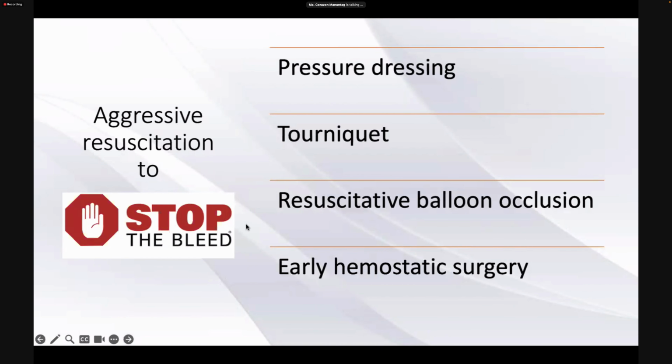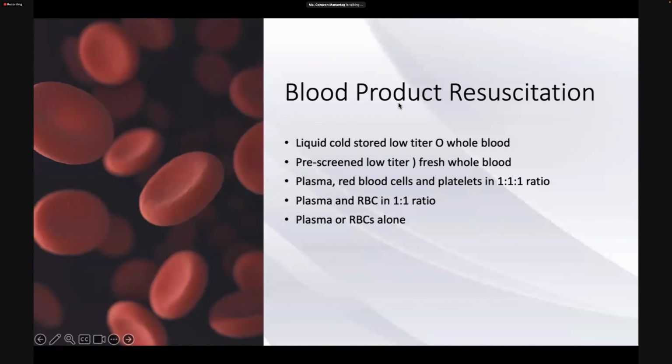So aggressive resuscitation to stop the bleed. We employ pressure dressing, tourniquet, your REBOA, and your early hemostatic surgery. For your blood product resuscitation, please know that your ideal blood product resuscitation will be your liquid cold stored, low titer, type O whole blood na ang best natin. So as we go down in this listing, nagiging less ideal na siya.